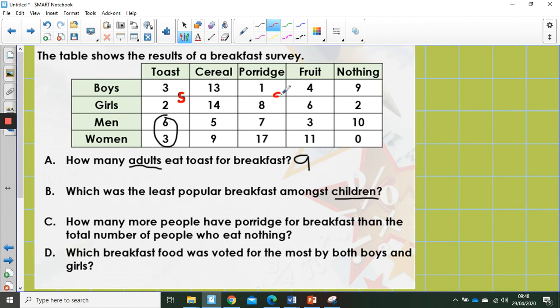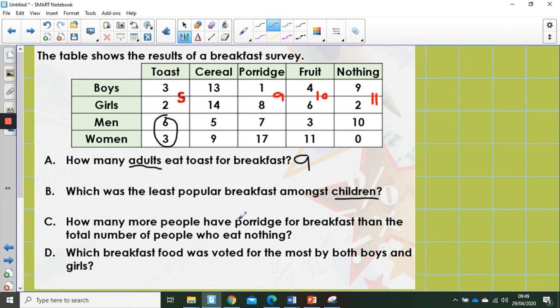9, 10, and 11. So I can see now that when I compare the data for children, that the least popular is toast, because that's only 5 and these are greater numbers.